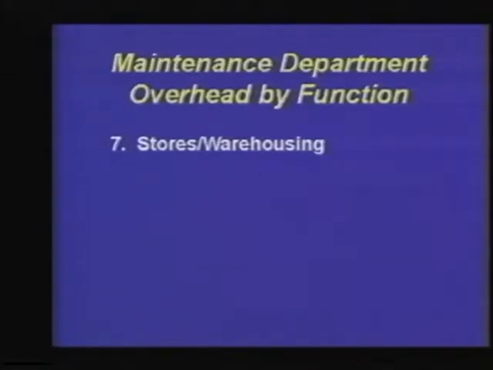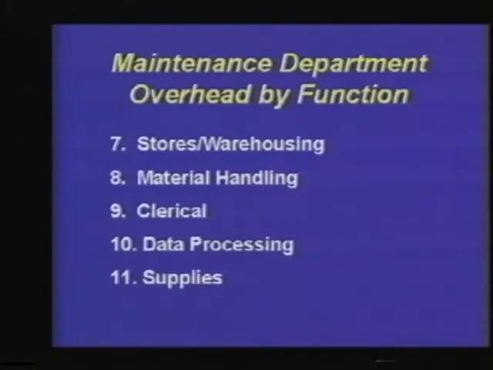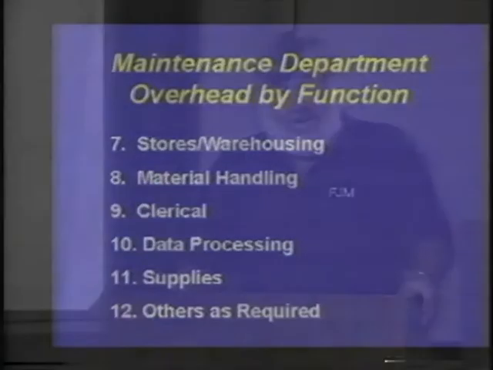Item 8 is the material handling cost, where we're actually transporting material from the storeroom to the job site. Any clerical activities associated with the entire maintenance organization, the data processing cost, and then other supplies. And last, item 12 would be others that are identified as overhead in your particular company.